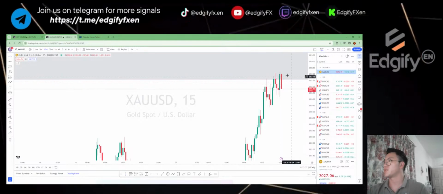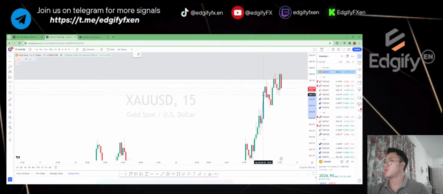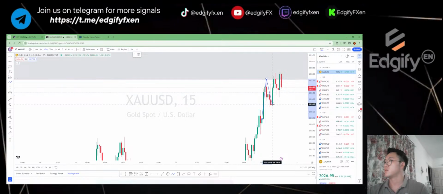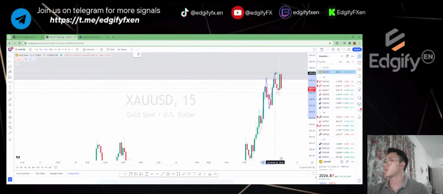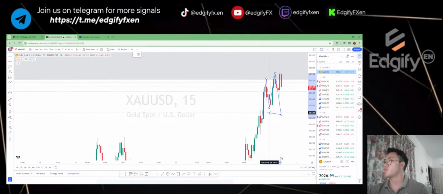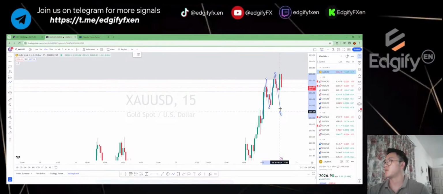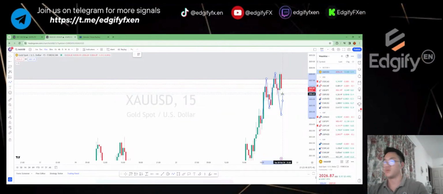So on the 15-minute, the price has entered my zone. What I do see is this rally, it comes back to this low, and right now the price has broken above again. So right now what I want to see is the price break below. If the price is not breaking below, then I'm not taking this trade. So right now we see the price rally back up.